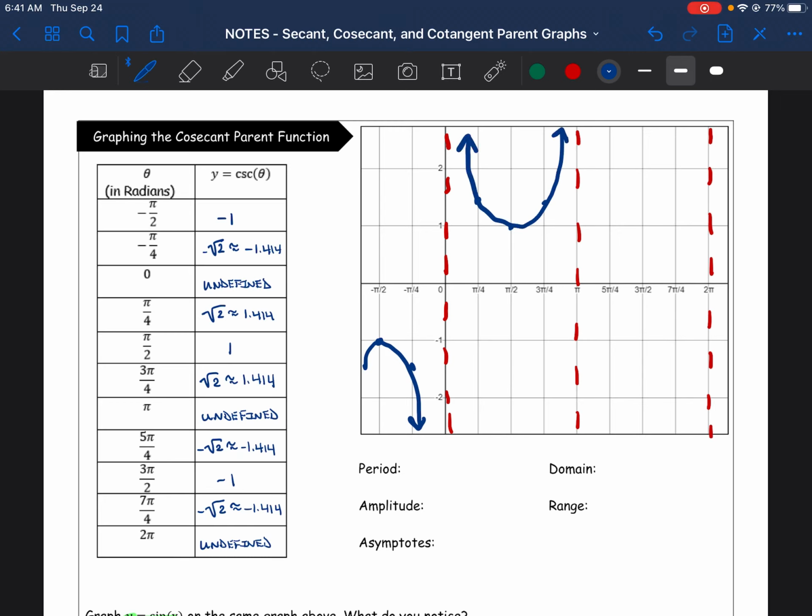Okay, at 5 pi over 4, we have negative 1.4. 3 pi over 2, negative 1. And 7 pi over 4, about negative 1.4 again.